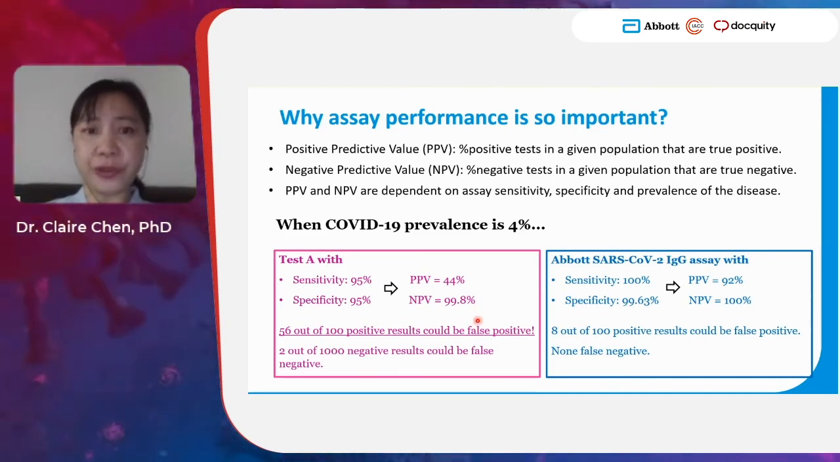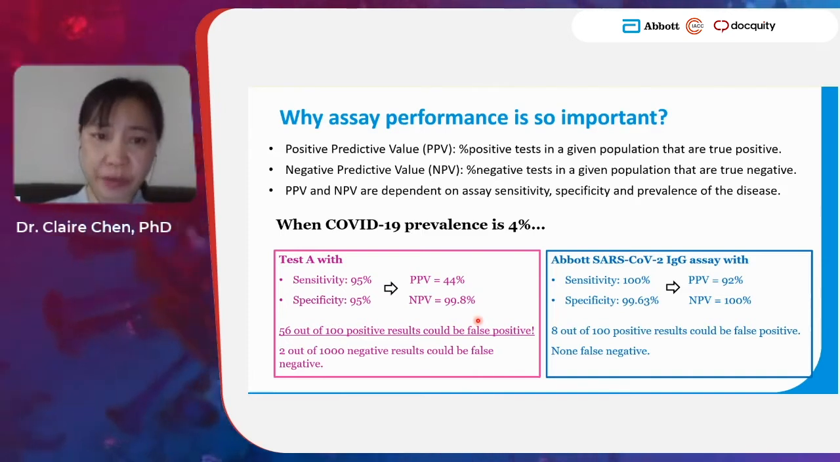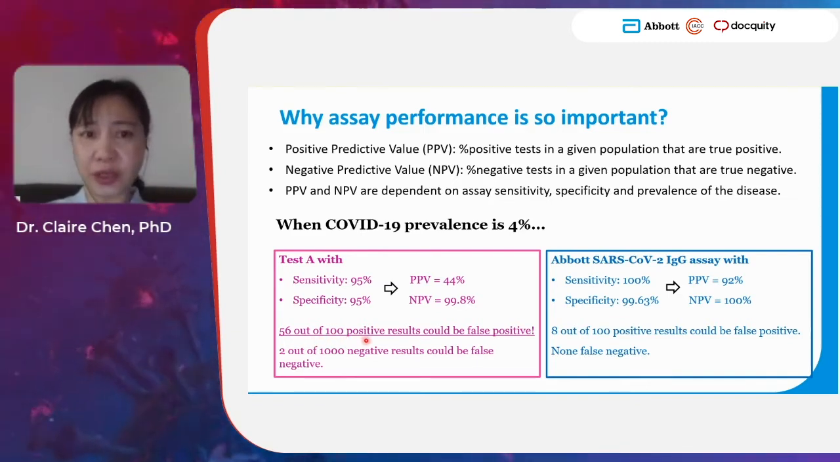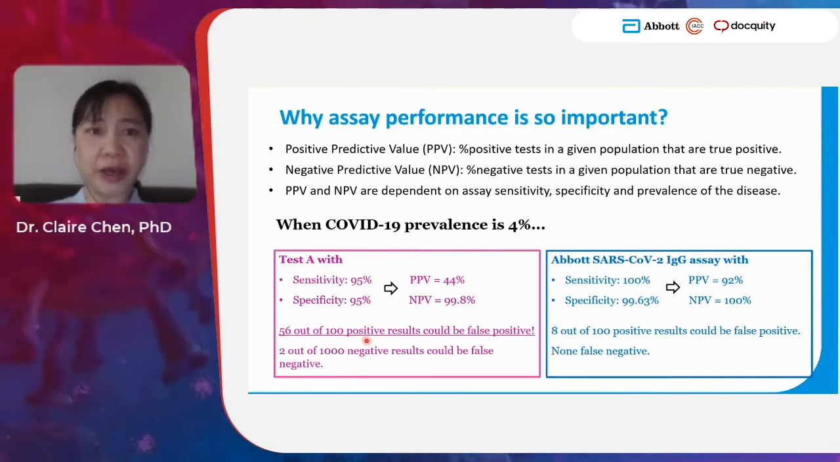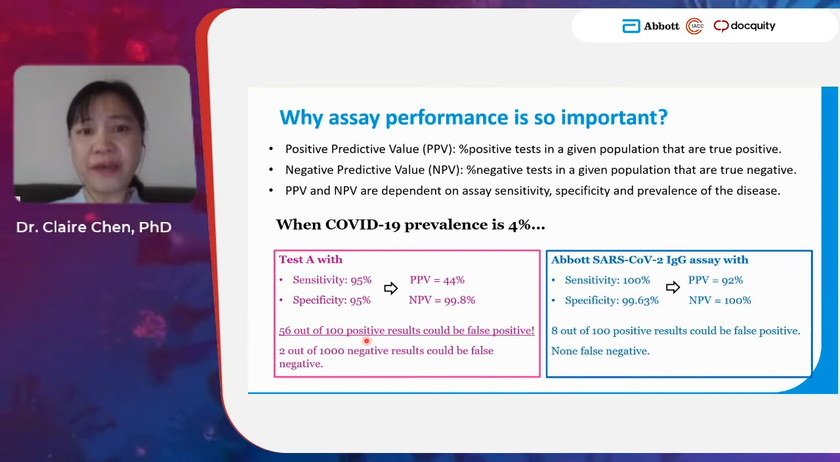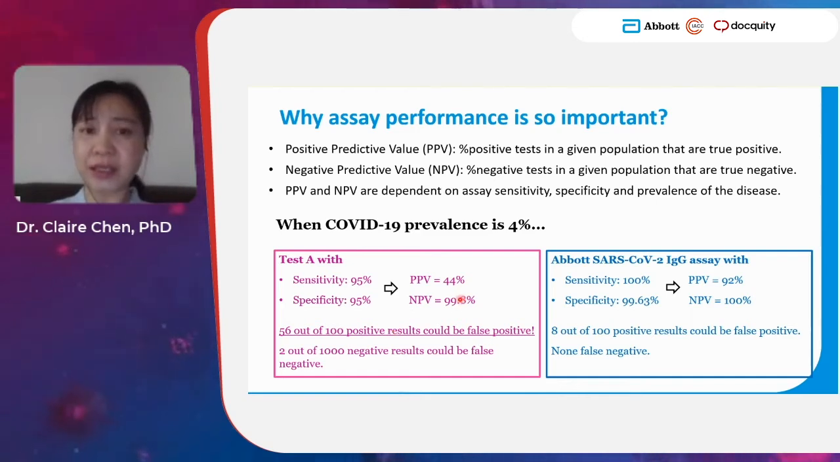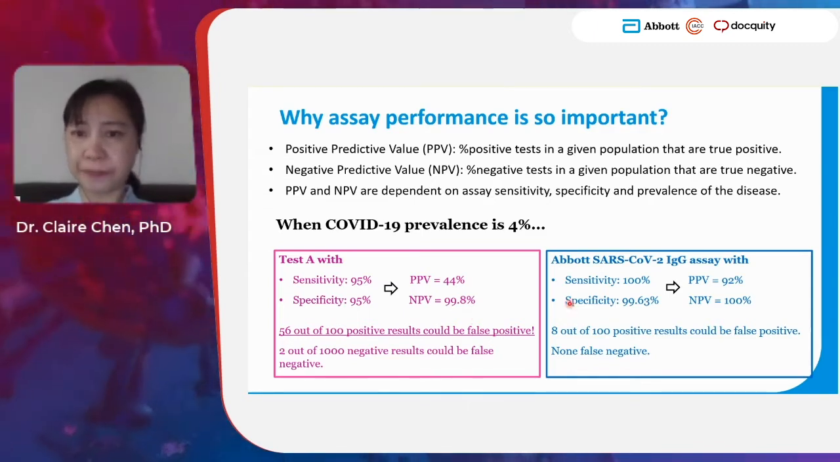It means if you have 100 positive results, you will only have 44 true positive results, while 56 out of 100 are false positive results. So when you tell your patients, or even your healthcare worker colleagues, that you have positive antibodies, they think they have positive antibodies, but these positive results may be false positive. So they will have a greater risk when they are exposed to the infection or the virus.